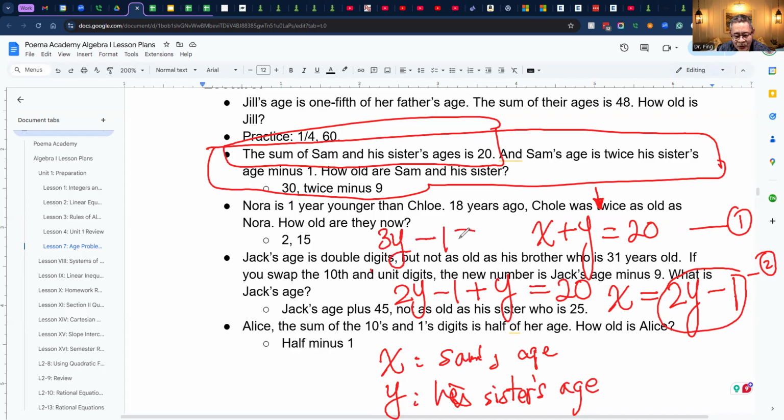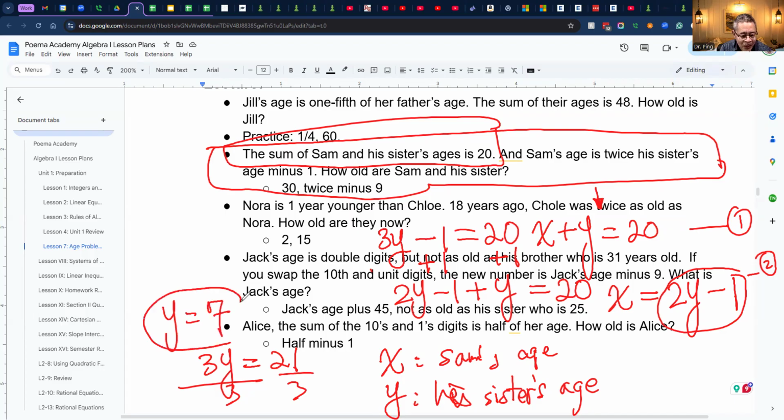And minus 1 is 20. So this is a simple linear equation. We just add 1 on both sides. Then we get 3y equals 21. Then we divide by 3. Then y will be 7.